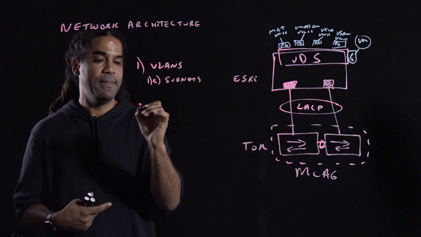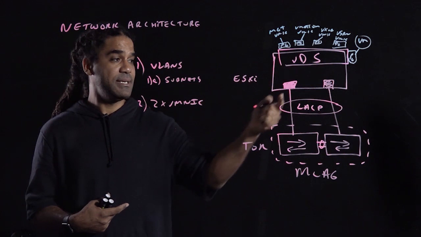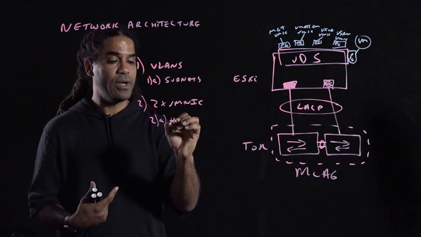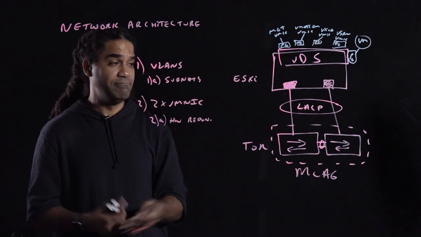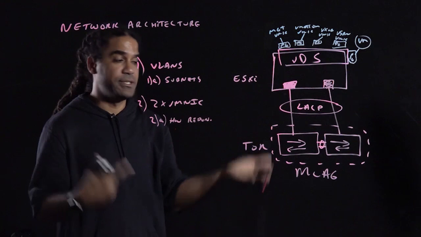Second thing, I need 2x VMNIC. Is that 10 gig, 25 gigs? You say you need 2, with hardware redundancy, 2 top of rack switches. You tell them that, and they'll know what to do. So you say, I need 2 VMNICs going to different switches. That's it. And they have to be 10 gig.